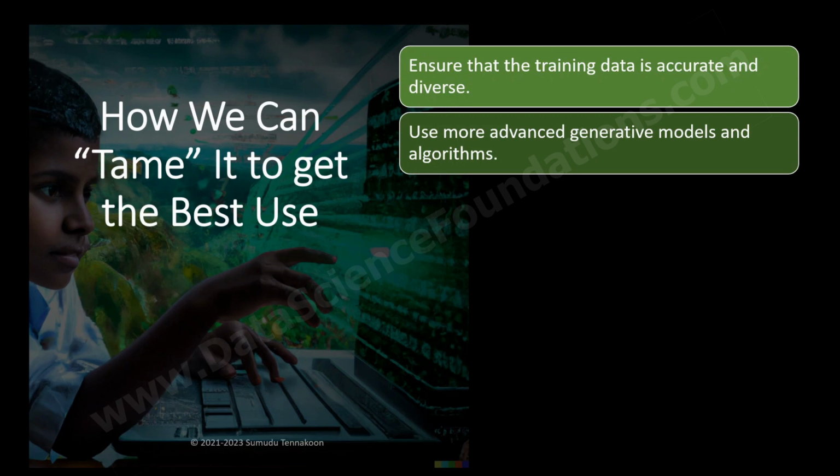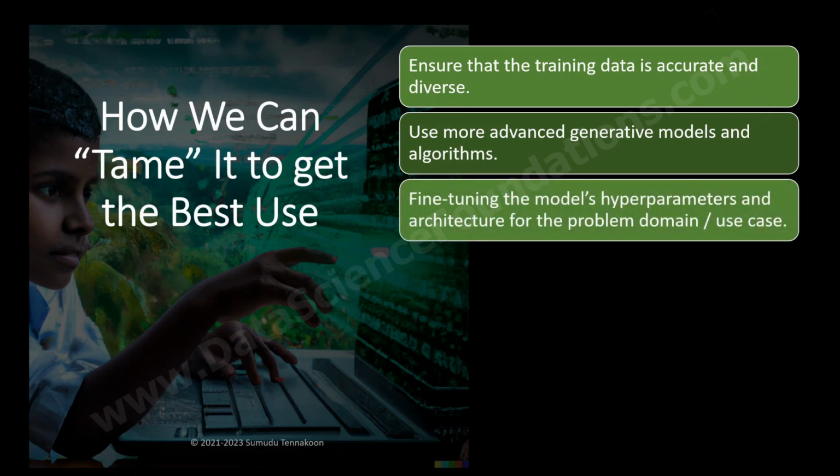And we can use more advanced generative AI models and algorithms. We can keep up to date with the technology. We can fine-tune the model's hyperparameters and architecture based on the problem domain. So we can tune models based on the problem domain. A model trained for healthcare application may not be applicable for a legal application. We can fine-tune the model, and we can train specialized models for various applications. And we can use the hyperparameters to have the control.